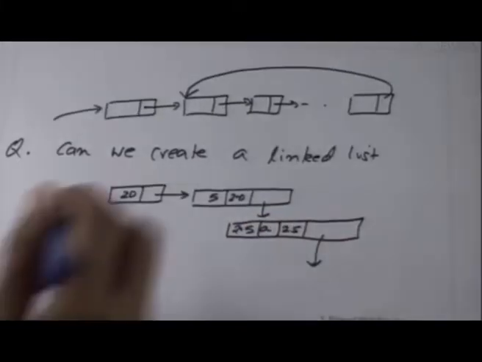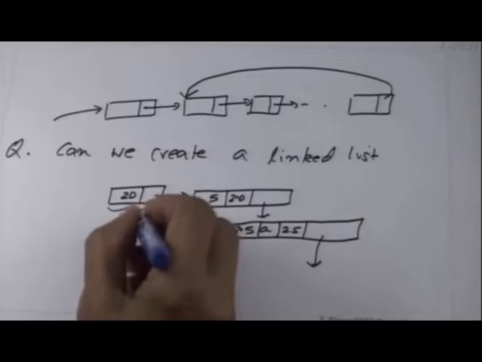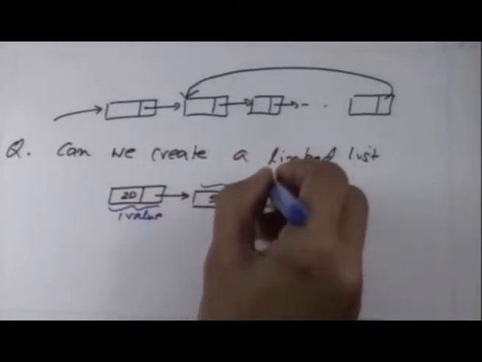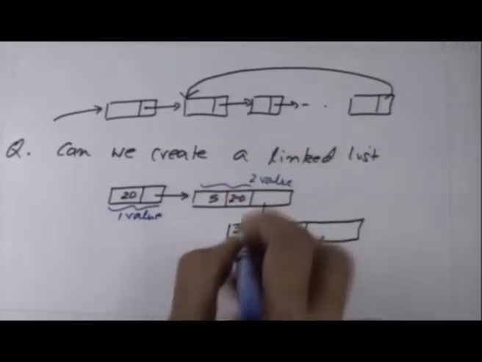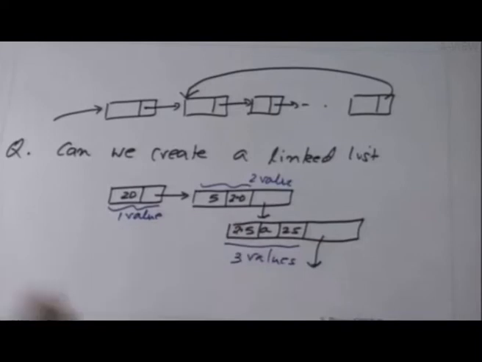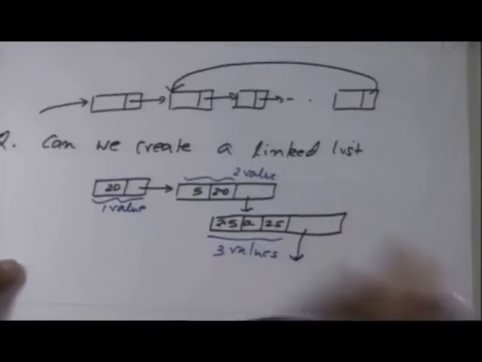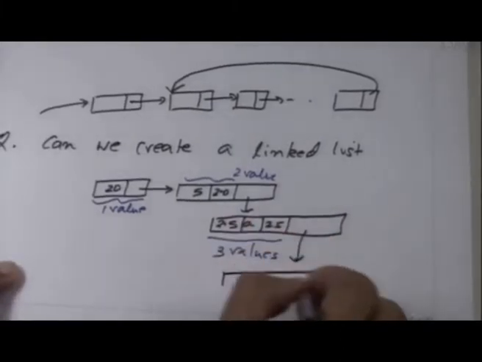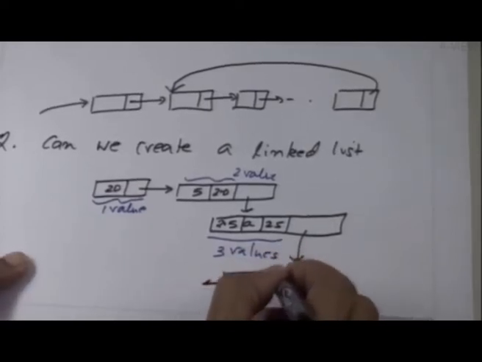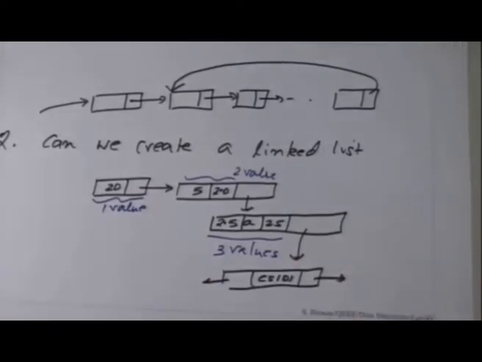The fact that this element has only one value, which is 20. This element has two values, so the structure of the node is different. This has three values. He can even ask something different. He can say, I want two linked fields. So I don't necessarily have to have different value fields. For example, can I have something like this, where there are two linked fields and one value, let's say a string CS101 or something. So this is the spirit of the question.